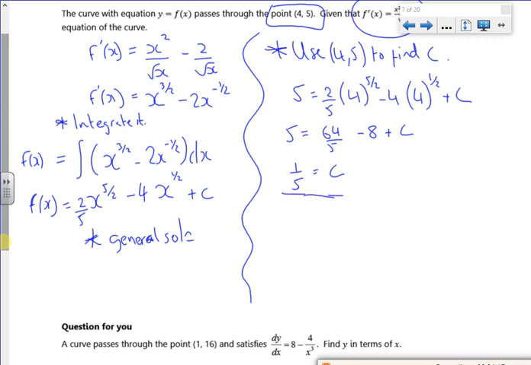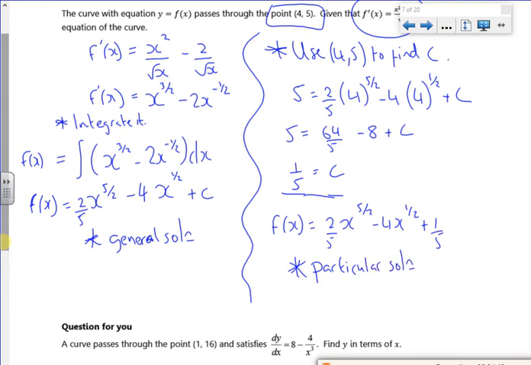So on that, I've done the first three bits of that little method. So now I just write it out again, but replace the C with 1/5. So that is called a particular solution. But like I said, you don't really come across that terminology until this time of year.